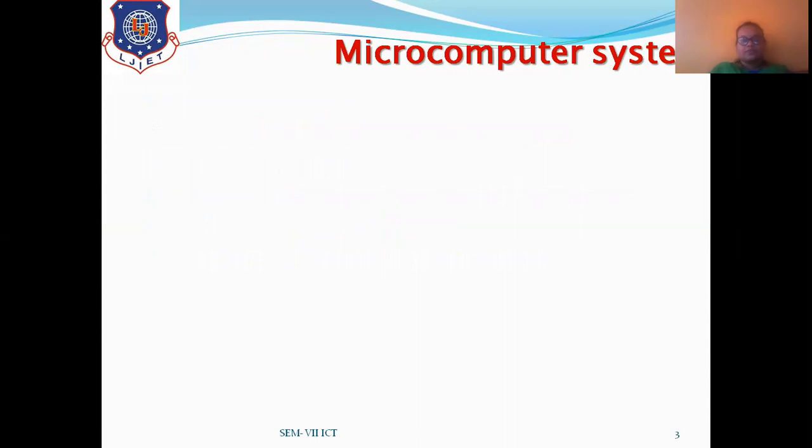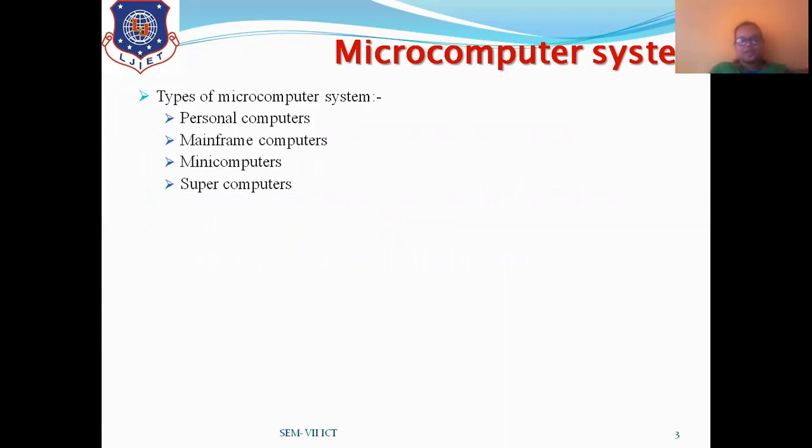Now, going forward to our first topic, that is microcomputer system. In the last session we discussed what a microcomputer is. A microcomputer is a programmable device which has three main components: a CPU, memory, and I/O devices. Today we are going to discuss the types of microcomputer system.